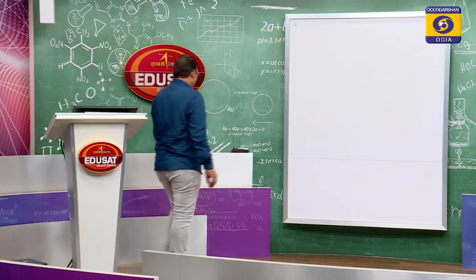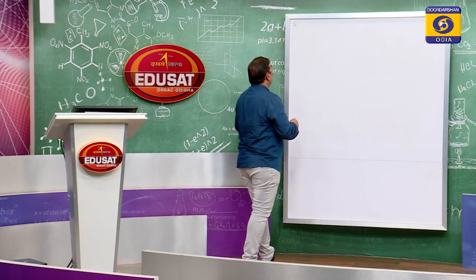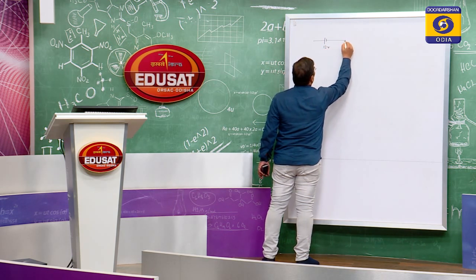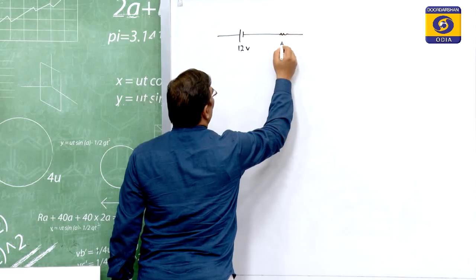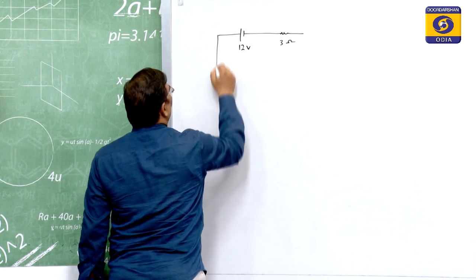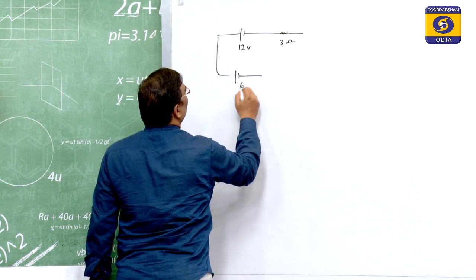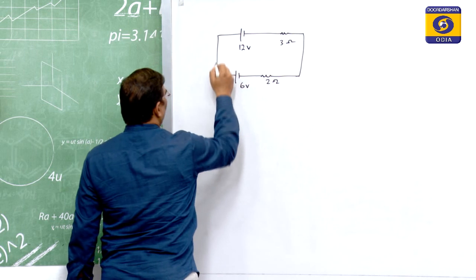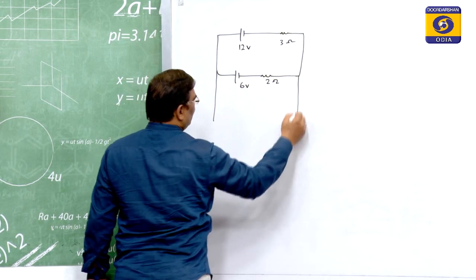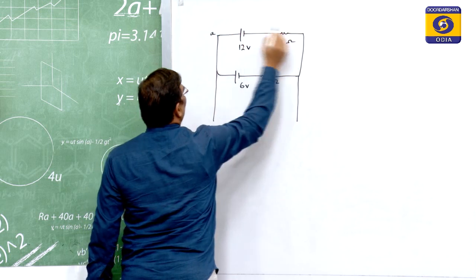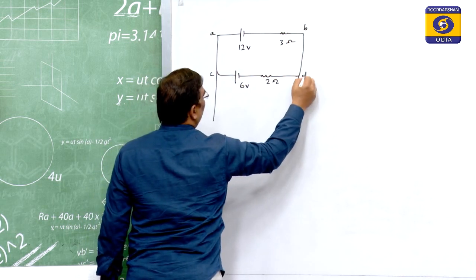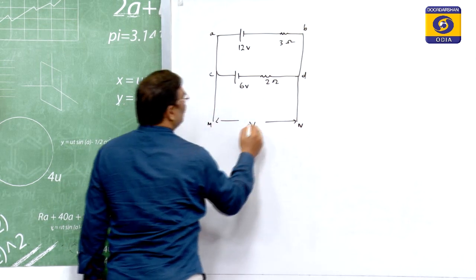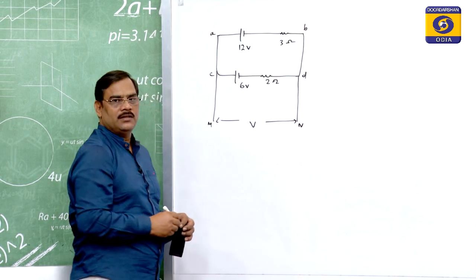Suppose there are two cells, 12 volt having internal resistance of 3 ohm and another 6 volt having internal resistance of 2 ohm. They are connected in parallel. Now, let us calculate. Suppose this is A, B, C, D and M, N. Let us calculate what is the potential difference between the 2 points M and N.